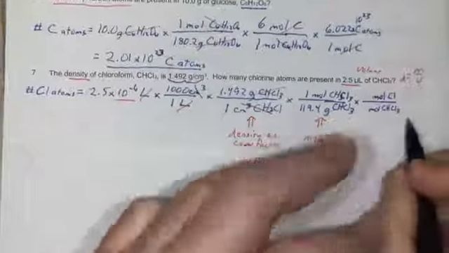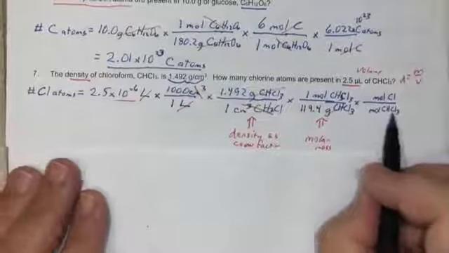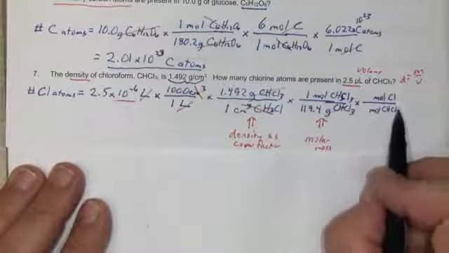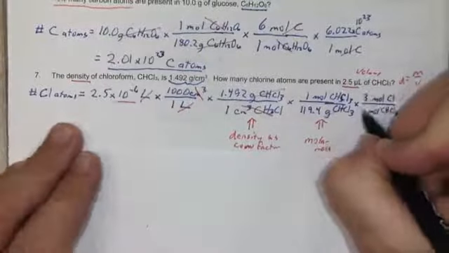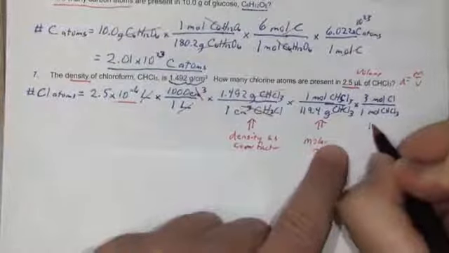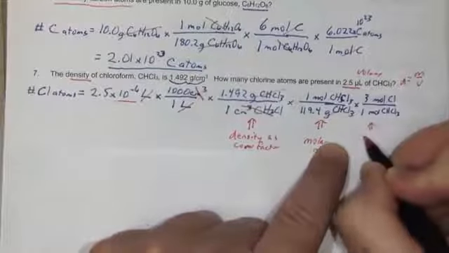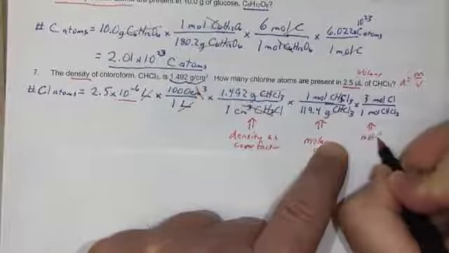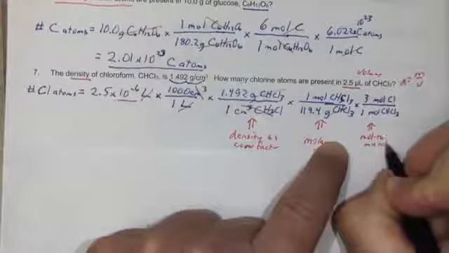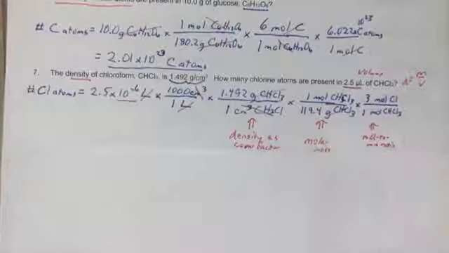So what is the mole to mole ratio? Well, I get it from the formula itself. In 1 mole of CHCl3, there are 3 moles of chlorine. 3 moles of chlorine per every 1 mole of CHCl3. So this is the mole to mole ratio. Don't forget that. This is the most important step. And in this case, you get the mole to mole ratio from the subscripts of the chemical formula.